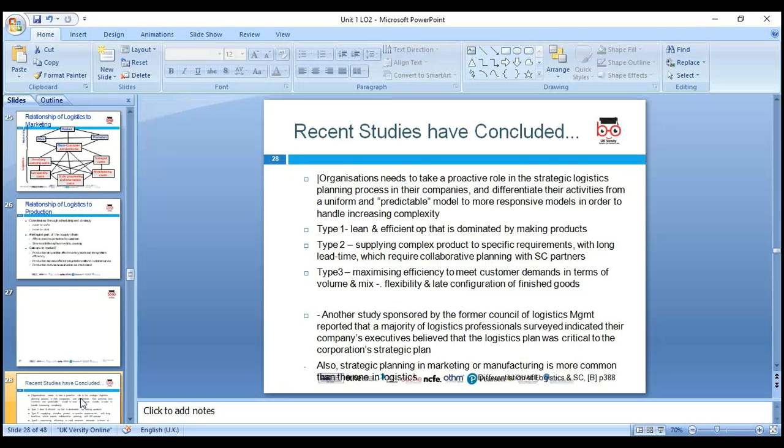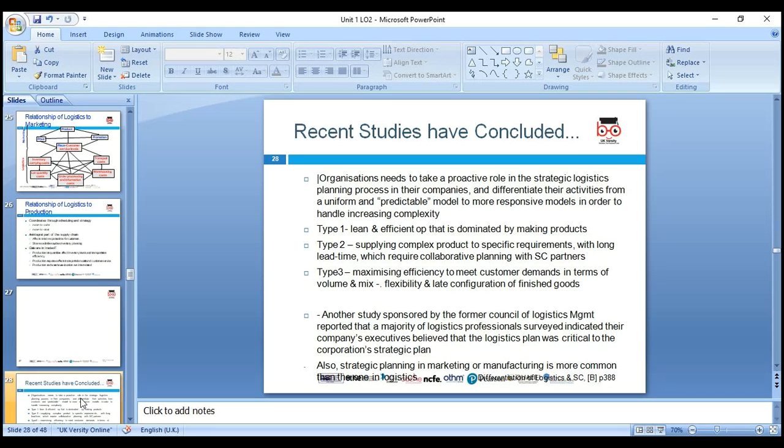No. Okay, next we look at a recent study. There are a lot of studies being conducted. Organizations need to take a proactive role in strategic logistics planning, so they can differentiate their activities from a uniform and predictable model to a more responsive model. A responsive model is handled according to the response.